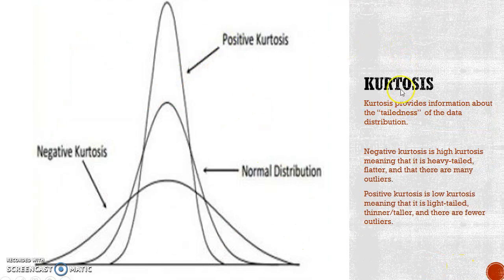And then kurtosis talks about the steepness of the curve. The normal curve is equal on both sides. It's symmetrical, but negative kurtosis results in a flatter curve because there are more outliers that have to be included in the data, so it flattens the curve out. And then positive kurtosis results in a taller curve with shorter tails on the ends because there are fewer outliers.